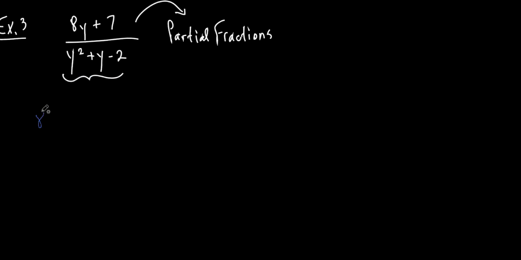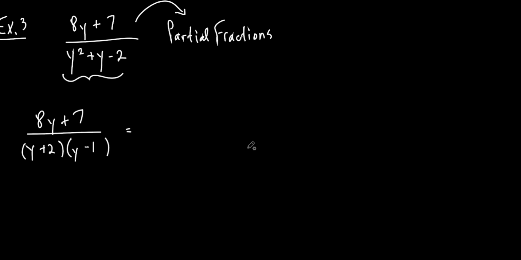So let's do that. So I'm going to go 8y plus 7 on the top over, and this is an easy factoring. It's not a difficult factoring, all right? And it's y and y. What is it? Plus 2, minus 1? Yeah. All right, super easy. So that wasn't a big deal. That should be easy for everybody.